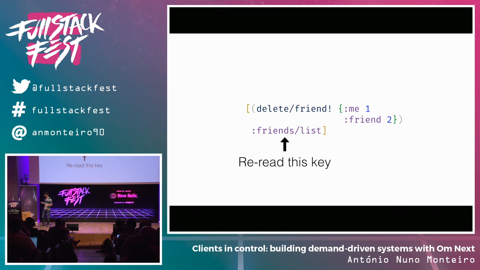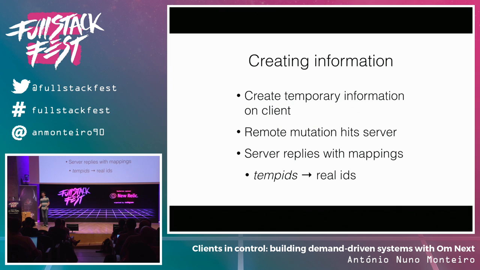it has to update. So creating information, and this is the part about communicating novelty atomically to the server, has just an awesome synchronization story in OmNext, in a way that you can create temporary, non-trivial information on the client. You can create relationships between this data, and you can send it to the backend, and the backend can reply with the mappings from your temporary IDs that you had on the client to the real IDs that are now persisted on the backend. And you never need to delete this temporary information that you created on the client. You just need to replace these IDs, and OmNext does it automatically for you.